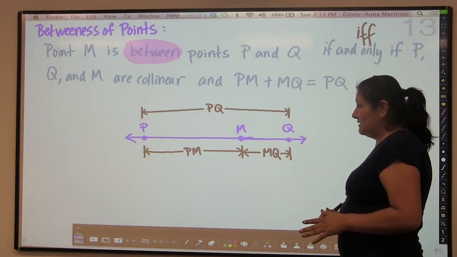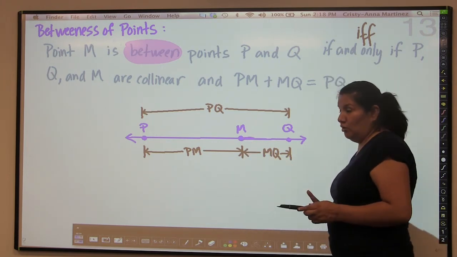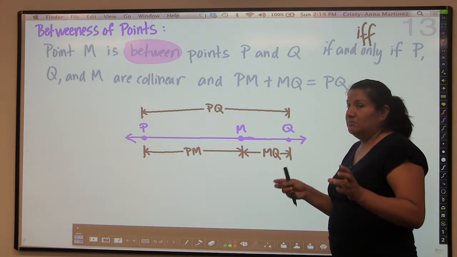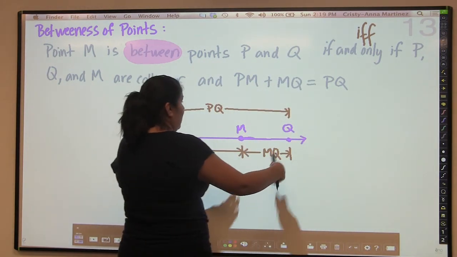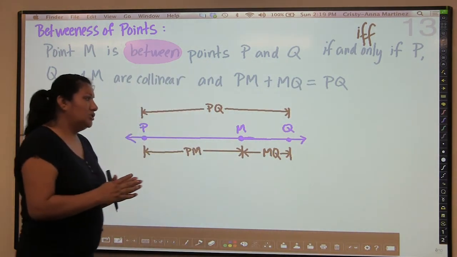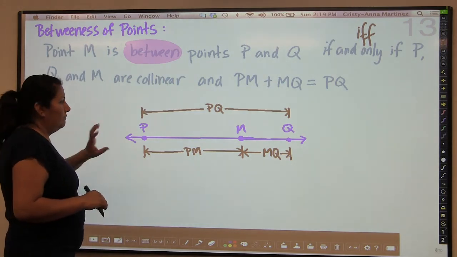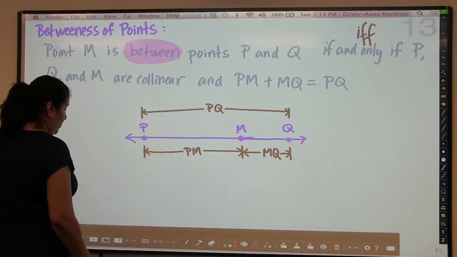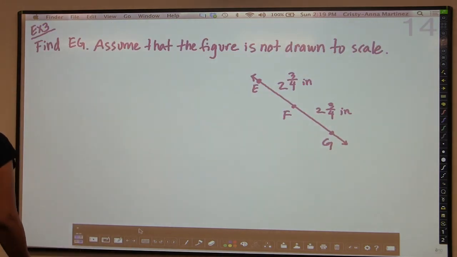So what it is saying is that the only way that we know that M is in the middle is if they're collinear, and secondly, if you take the two pieces and when you put them together, they equal the whole. Okay? If I take PM by itself and MQ by itself and add them together, they should equal the whole. Okay? So pretty important definition there. So we're going to apply that to our examples here. We have, I think, 3 examples that I want to show you.